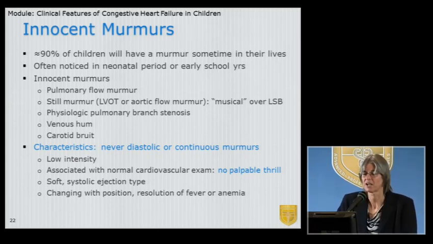And how often do you get a child in the pre-op clinic and there's a murmur? A lot of them are called innocent murmurs, right? They're pulmonary flow murmurs, there's the so-called Still's murmur. It's a very musical murmur over the left sternal border. They can be physiologic pulmonary branch stenosis or a venous hum or a carotid bruit. So how do you differentiate them from real significant murmurs?